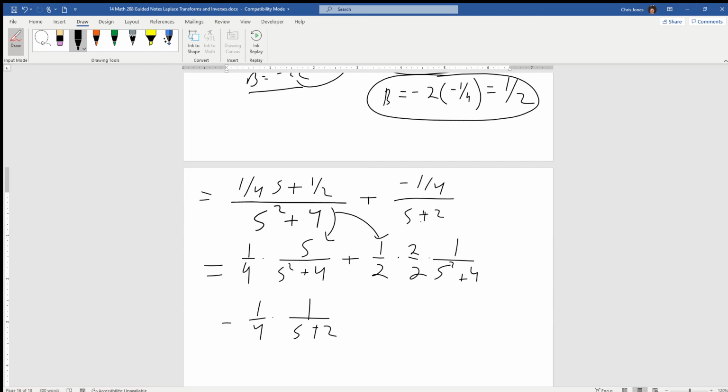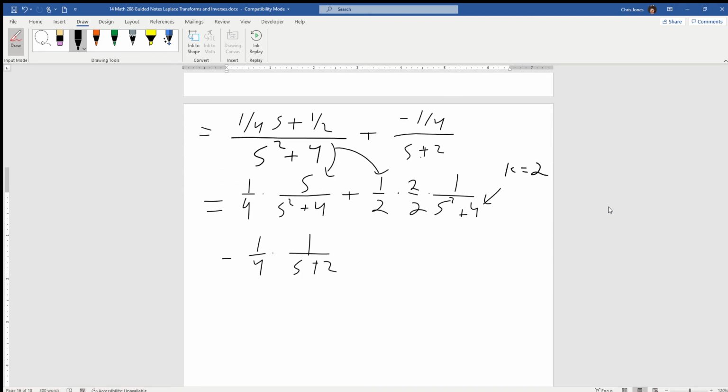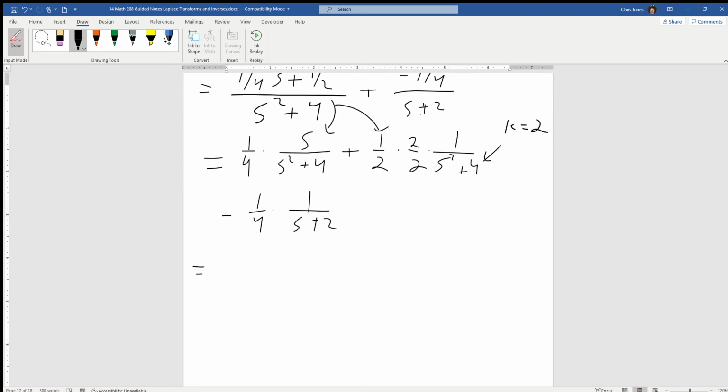I also multiplied by 2 over 2 because I noticed that right here, our k has to be equal to 2. Now, we might not be sure if we have to use sine or cosine, but it does fit one of the two forms. And because it doesn't have an s up top, it's probably going to be the one where we use k over s squared plus k squared. All right. The rest of them should be fairly straightforward at this point. So now we're set up, and we can go ahead and find the inverse Laplaces.